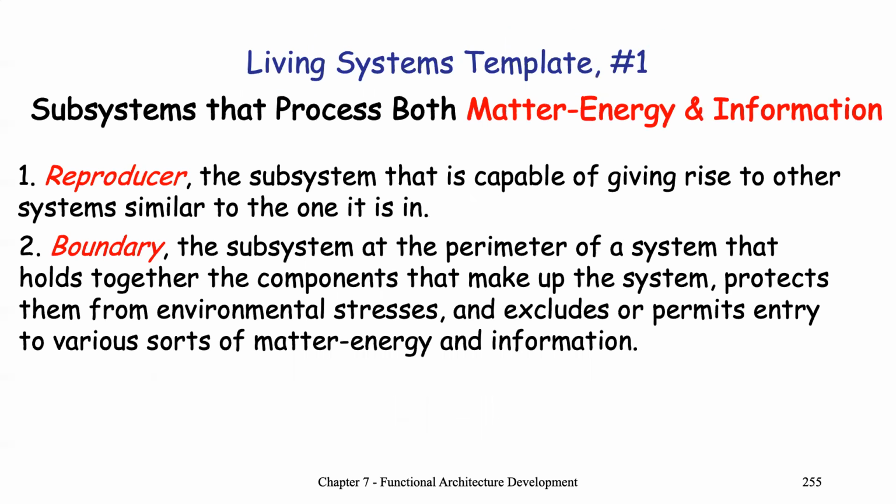Well, now let's talk about another example, and this is with living systems, and there'll be 3 charts that we'll be showing. First of all, we'll talk about the subsystems that process both matter, energy, and information. And some of these terms would be things that you'd be more familiar with from thinking about a living system. For reproduction, as an example, something that's common for a living system, the reproducer is a system that is capable of giving rise to other systems similar to the one that it is in. So you can think of that maybe from a variety of different points of view.